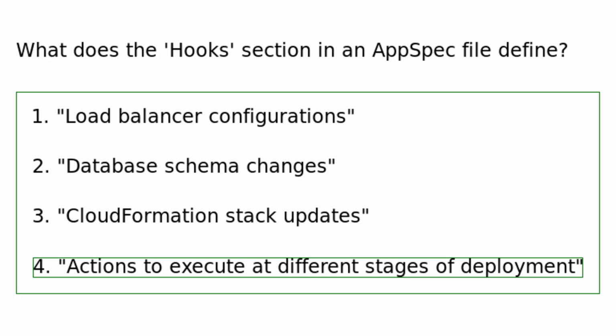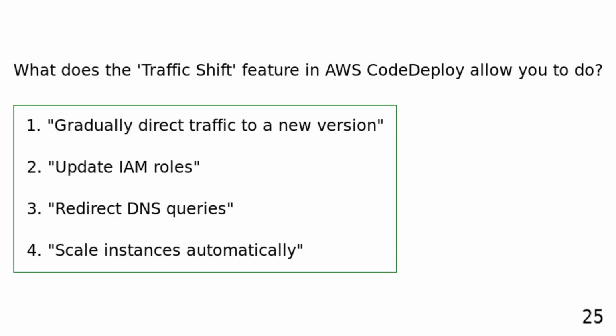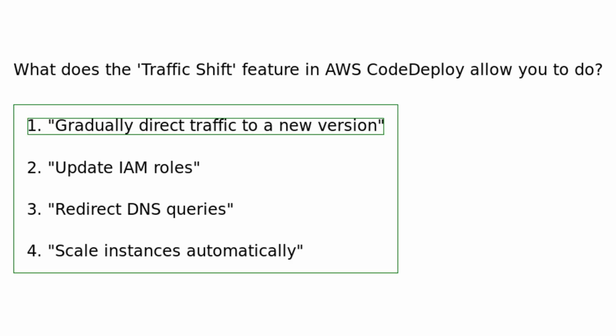process in AWS CodeDeploy. What does the traffic shift feature in AWS CodeDeploy allow you to do? Gradually direct traffic to a new version. Update IAM roles. Redirect DNS queries. Scale instances automatically. The traffic shift.